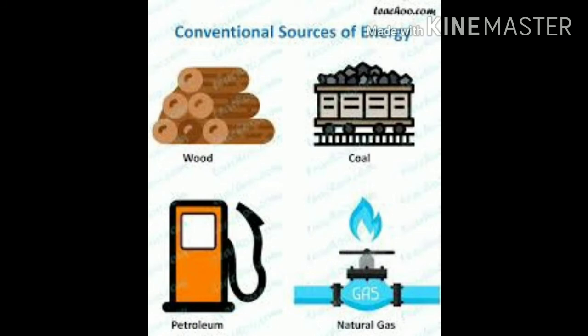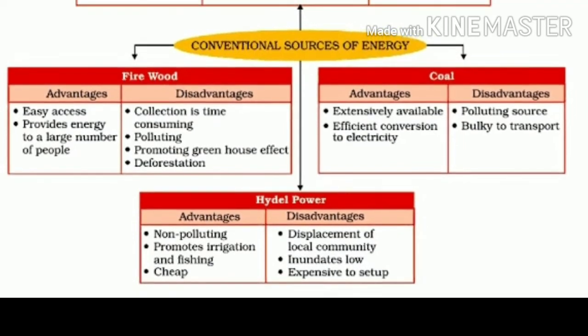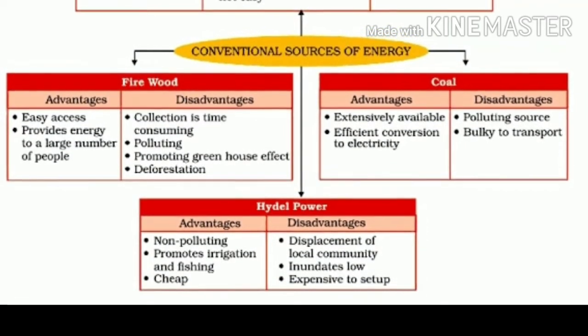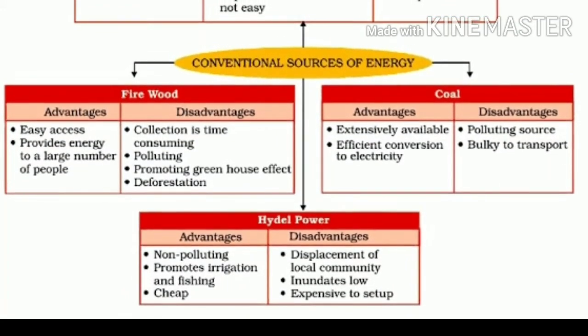Now we will move on to the conventional resources. The first one is firewood, which is primarily used for cooking and heating and is used in more than 50% of the villages. It is easy to use and it provides large energy, but the main drawbacks are that it pollutes nature, it takes a lot of time to renew, and it also leads to deforestation, which affects our environment.